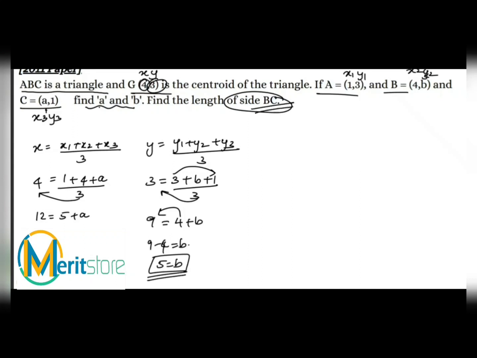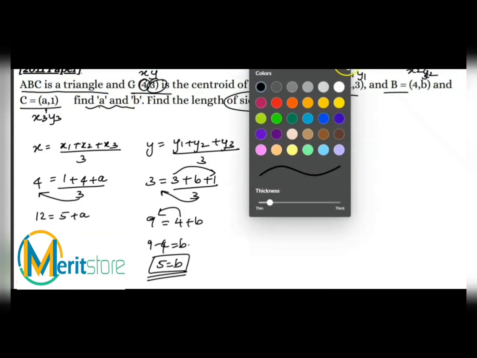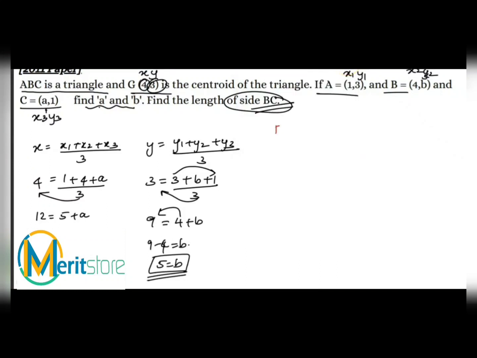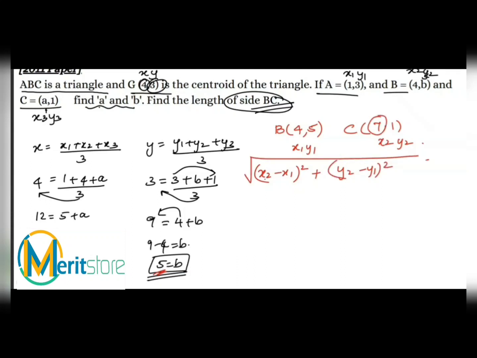Now, length of side BC. For that, I need to use the distance formula. So B here is 4, comma, 5. 4, comma 5, and C is 7, comma 1. This is x1, y1, x2, y2. So x2 minus x1 the whole square plus y2 minus y1 the whole square. The formula. x2 is 7, x1 is 4. 7 minus 4 the whole square plus y2 is 1 and y1 is 5. 1 minus 5 the whole square.